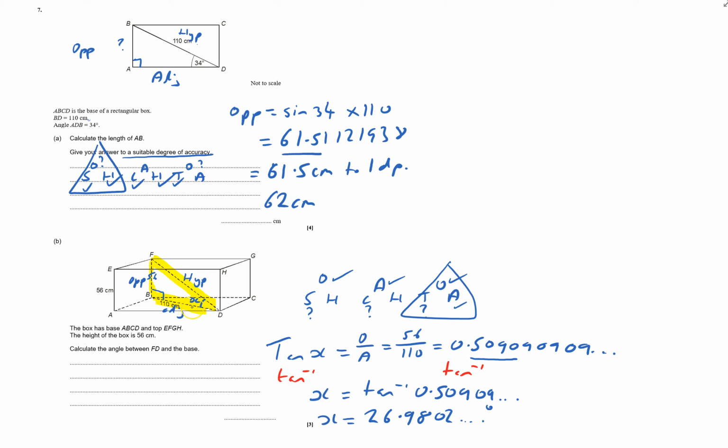Well, the angle I was given up here was 34 degrees, so I think I'm going to say that this is, next number is 9, I will round it up, 27 degrees to the nearest degree. I would have thought that is quite sensible, and that's question 7 done.